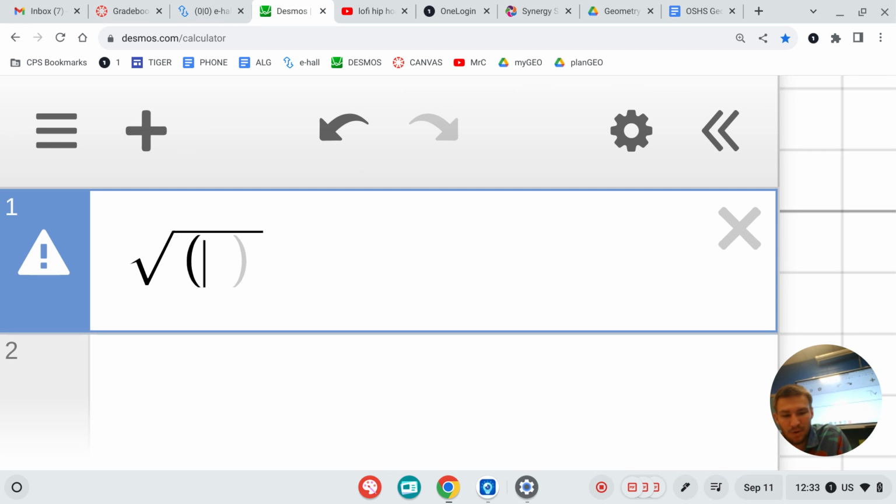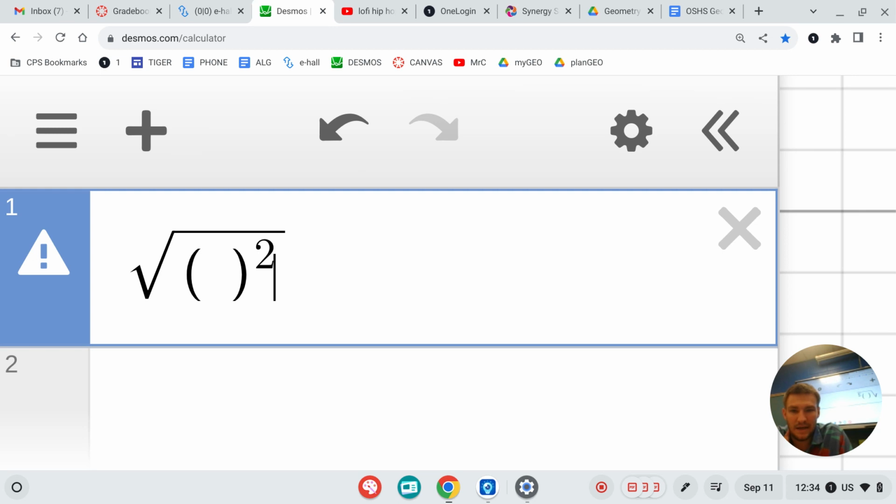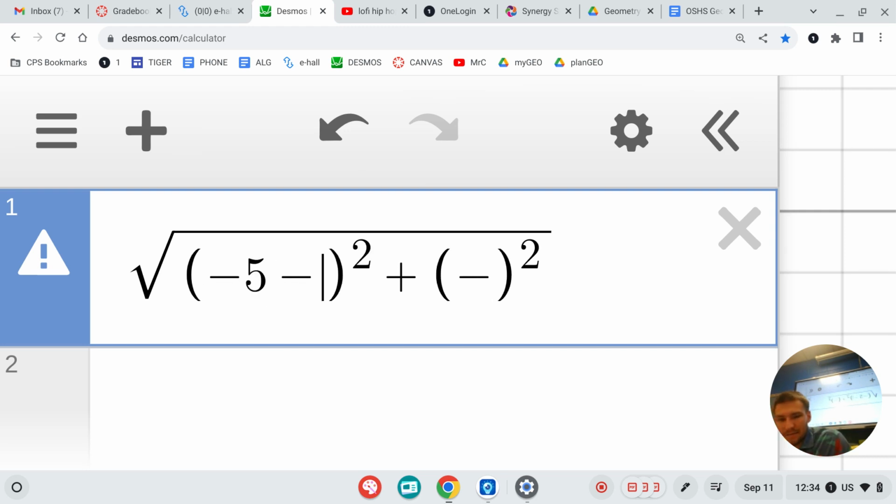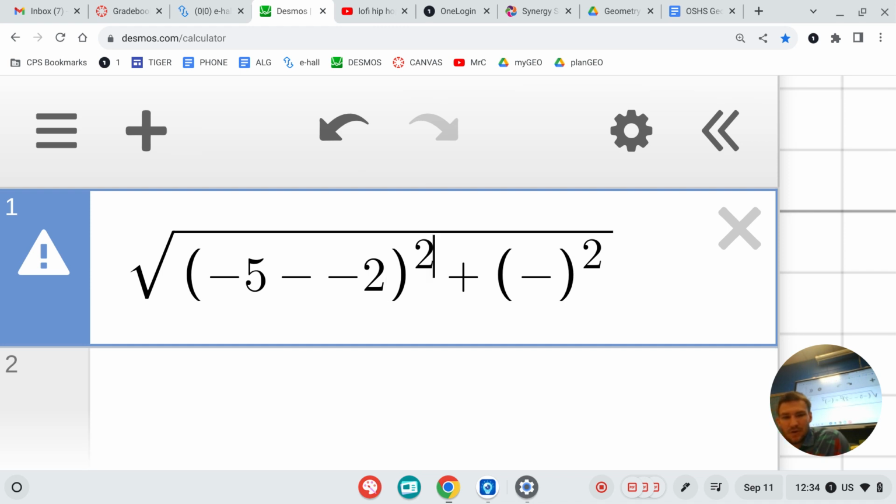I like to do parentheses squared, plus parentheses squared. That kind of gets me set up. And then the number one thing people mess up is the negatives. So I like to put the negatives in there before I get anywhere. At this point, it's just, boom, 4 numbers, I'm done. The first number, negative 5. The second number, negative 2. The third number is going to be 3. And the last number is going to be negative 3.